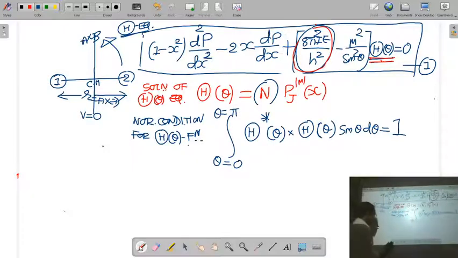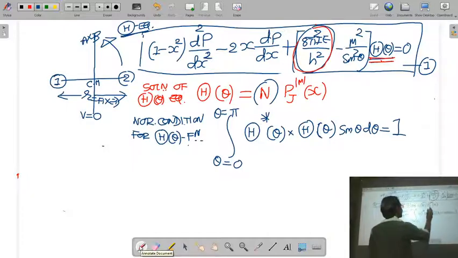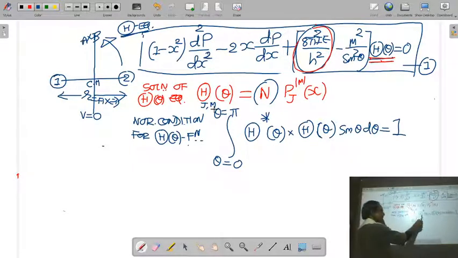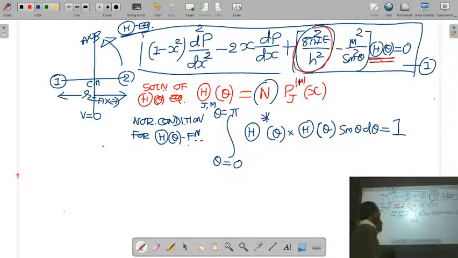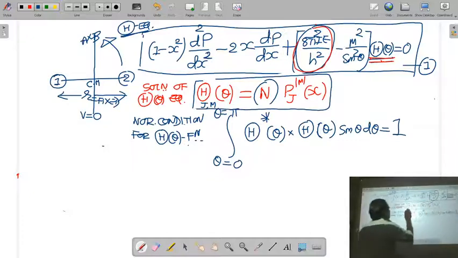Now this solution theta depends on two values, j and n, so we can put the subscript as j and n. Here I am not putting it, but you just understand that the solution theta depends on j and n. Now we substitute the solution into this normalization condition. This is our theta function, so let us put the value of the theta function into this normalization condition.